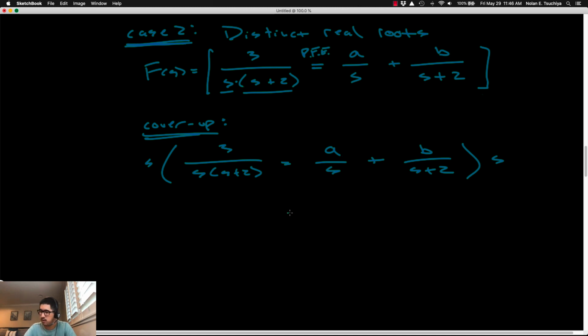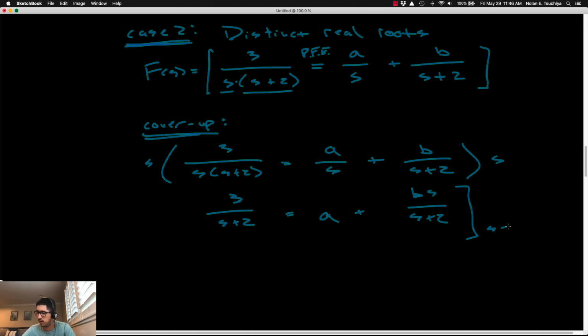On the right hand side, a over s times s, that's just a. Plus b over s plus 2 times s, that becomes b times s over s plus 2. And then on the left hand side, we just have 3 over s plus 2 since the s's cancel. All I've done literally is multiply both sides of the equation by s, but now recognizing that this is an equation of the variable s, I can evaluate it at any value that I want.